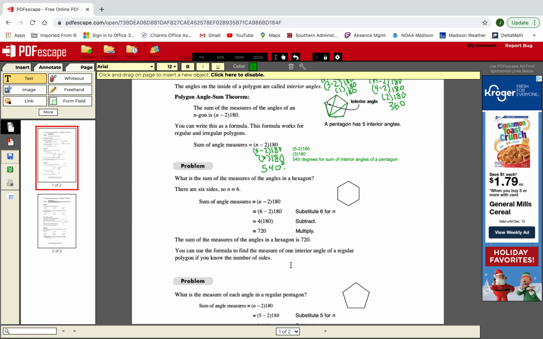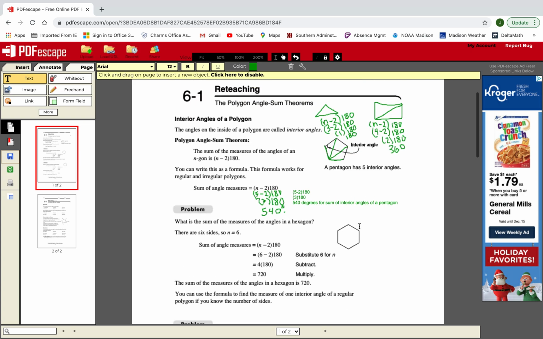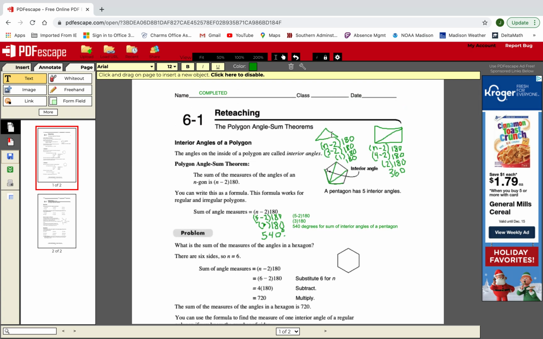So you can use this formula to find the measure of one interior angle of a regular polygon if you know the number of sides. For instance, in a triangle, once you have the sum, if you just divide that by the number of sides, then you get one interior angle. 180 divided by 3 gives you 60. So if it's a regular triangle, that means it is an equilateral triangle, and each of the interior angles is 60 degrees. In a regular quadrilateral, that would be a rectangle or square, if you divide 360 by 4, because it's a 4-sided figure, then you get 90, because each interior angle would be 90.